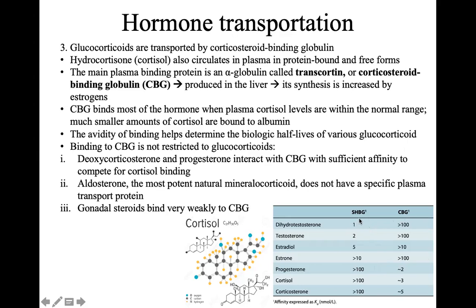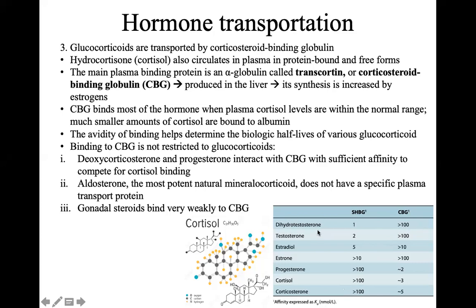SHBG is the sex hormone binding globulin. CBG is the corticosteroid binding globulin. You can see the concentration. This is the affinity as expressed in nanomole per liter. For dihydrotestosterone, you can see the SHBG, another globulin for sexual hormone, binding globulin, can bind to the dihydrotestosterone. Only 1 nanomolar per liter. The unit is down here. But the CBG, corticosteroid binding globulin, more than 100 nanomolar per liter can bind to the dihydrotestosterone.